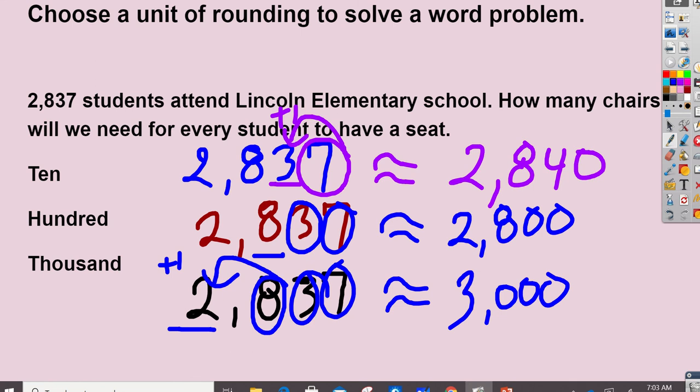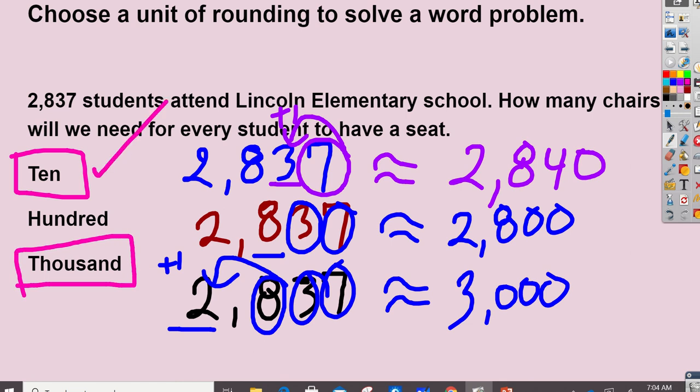So how should we round to the nearest value to get enough seats for everyone? I would round to the nearest 10, because I know that we would have 3 extra seats for our students to sit down. When we round to the nearest 100, we lost seats. We will have 37 students that will be standing up. If we round to the nearest 1,000 in this case, we would get 3,000, which would be almost 200 more seats than we need. So 1,000 is also an option, but I think our best choice would be rounding to the nearest 10.